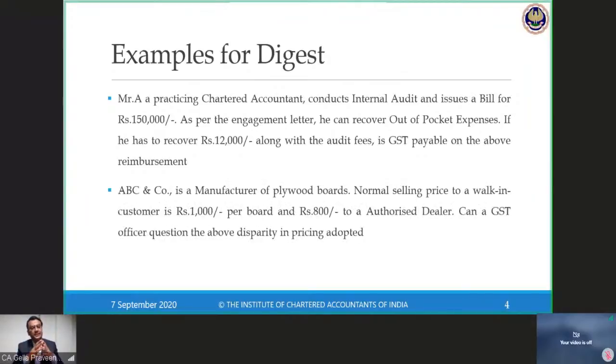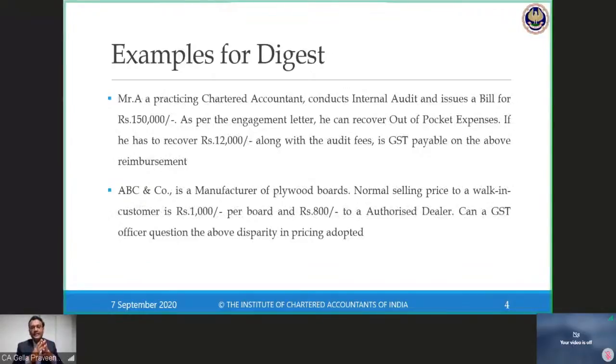Next, second question. ABC & Co. is a manufacturer of plywood boards. Normal selling price to a walk-in customer is rupees 1,000 per board and rupees 800 to an authorized dealer. Can a GST officer question the above disparity in pricing adopted?